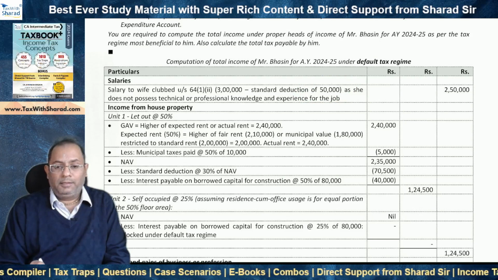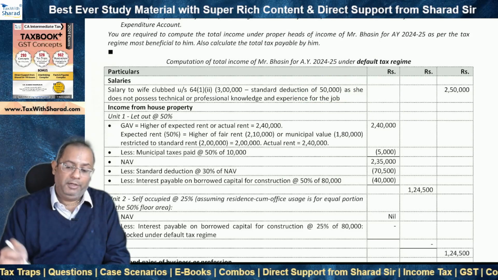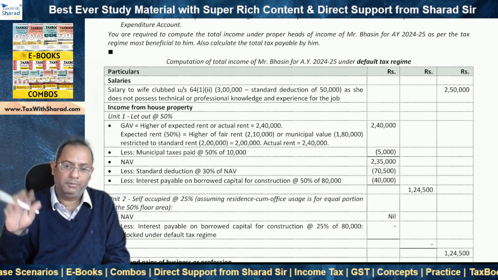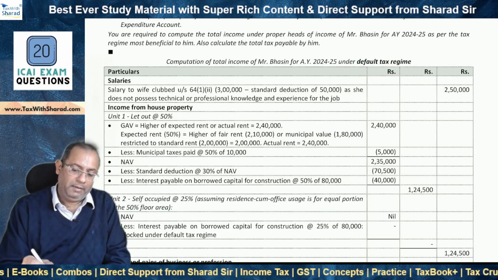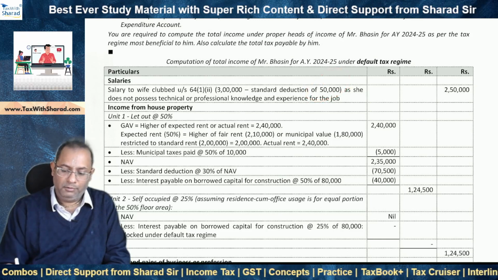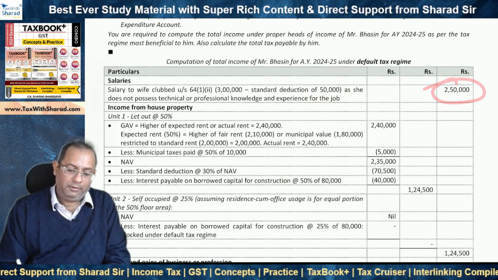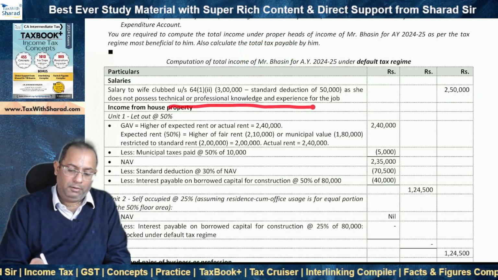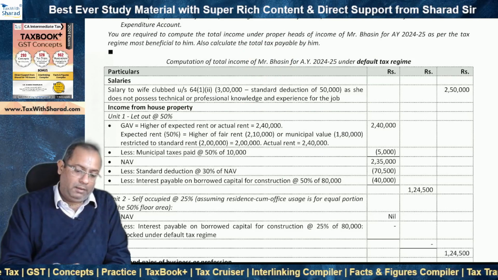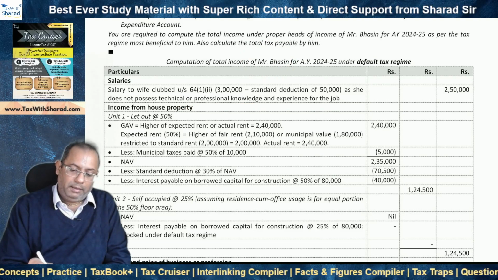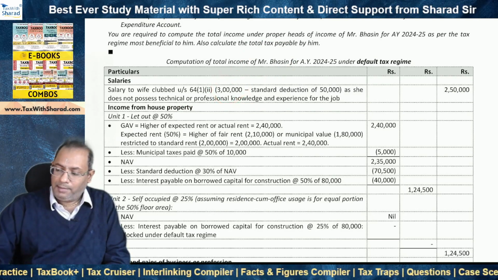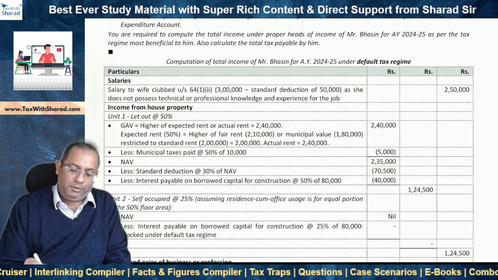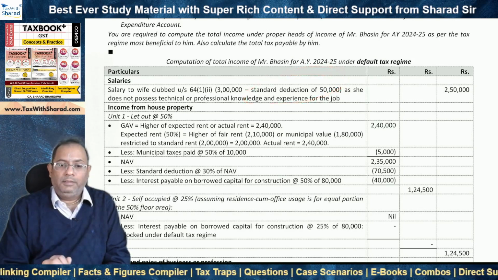Okay, and the standard deduction will need to be deducted whether we are making the computation under the default tax regime, that means under section 115BAC, or under the optional tax regime. The standard deduction needs to be deducted, and 2,50,000 needs to be clubbed in the hands of Mr. Basin. Why? Because she does not possess technical or professional knowledge and experience for the job. Now the question is whether the entire 3 lakh should be clubbed or whether 2,50,000 should be clubbed after giving a standard deduction of 50,000.